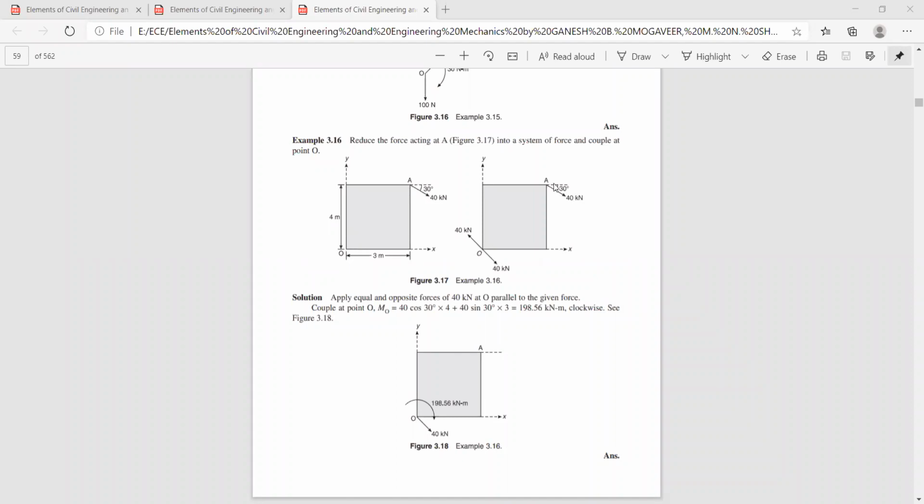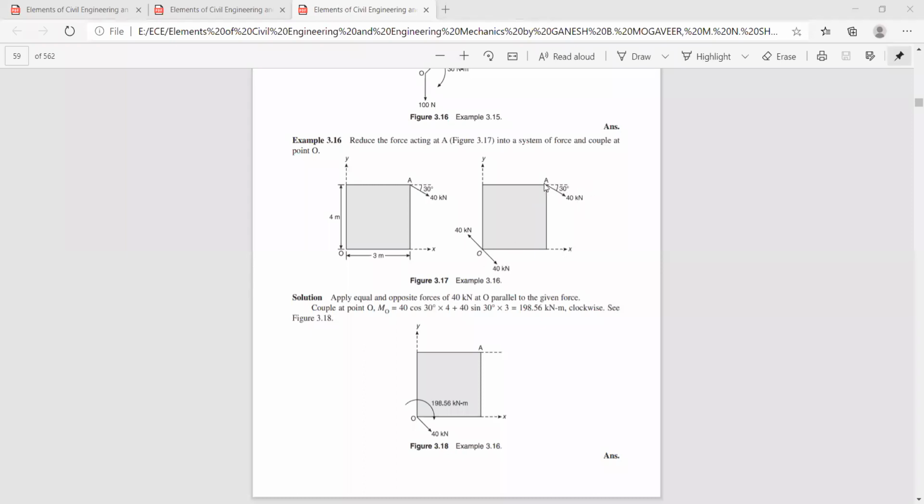So here you have to replace this force by a force which acts in the opposite direction, which forms a couple at this point. Apply equal and opposite forces of 40 kilonewton at O, parallel to the given force. So the couple at point O, MO, is equal to, if you resolve this force, its horizontal component is 40 cos 30. So it is acting over here, correct? 40 cos 30.